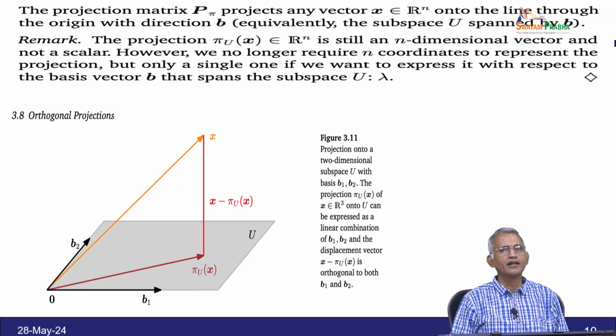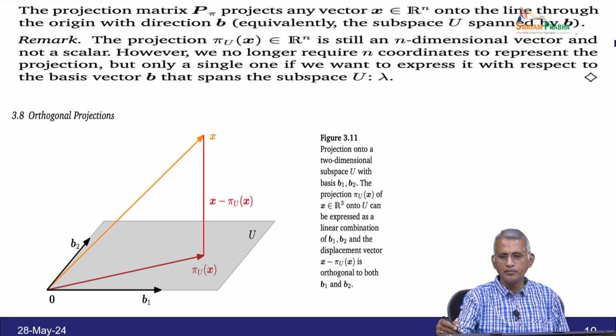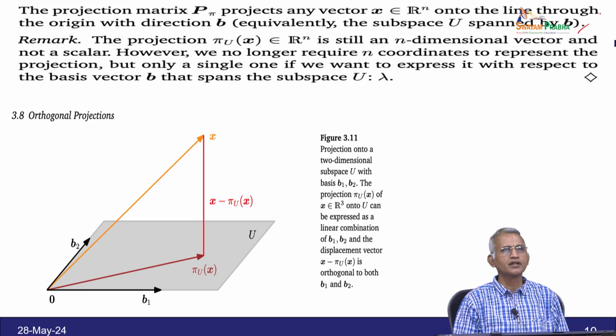Now, the projection matrix P pi projects any vector x in R power n onto the line through the origin with the direction b, equivalently the subspace U spanned by b. So, note the projection pi u of x in R power n is still an n dimensional vector and not a scalar. However, we no longer require n coordinates to represent the projection, but only a single one, lambda, if we want to express it with respect to the basis vector b that spans the subspace U. Now, we have an orthogonal projection.